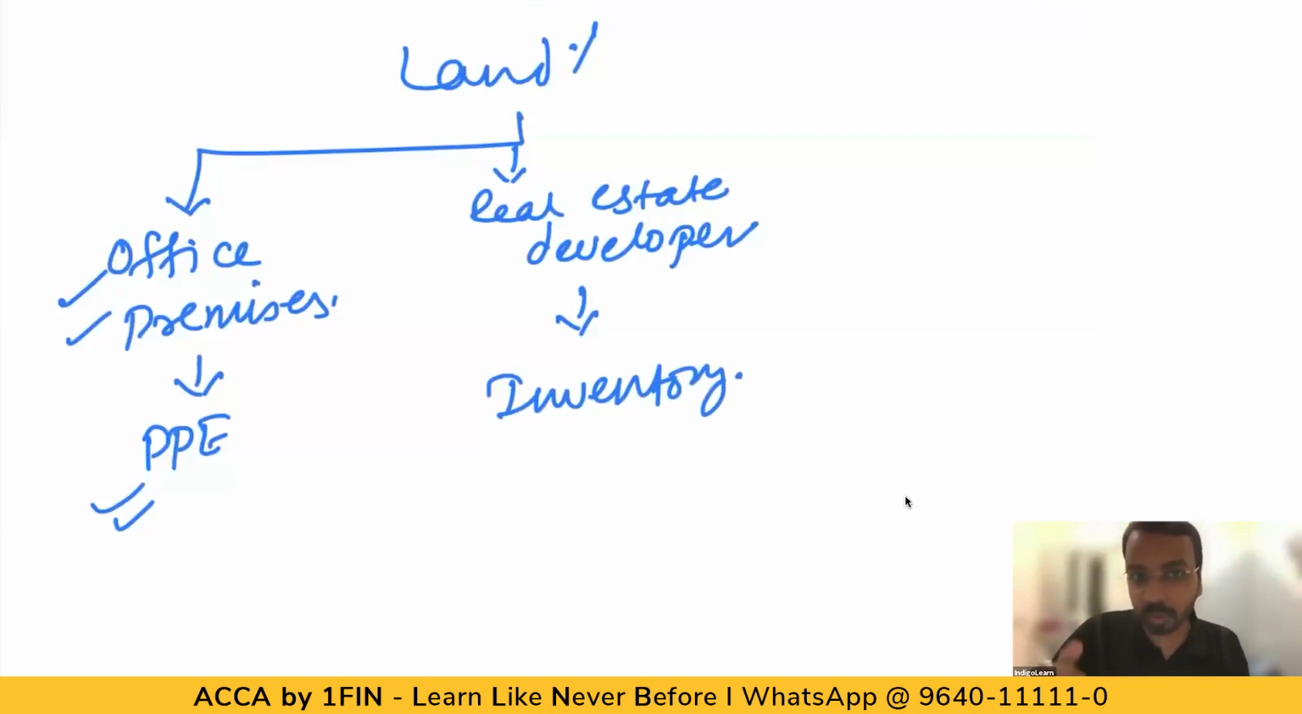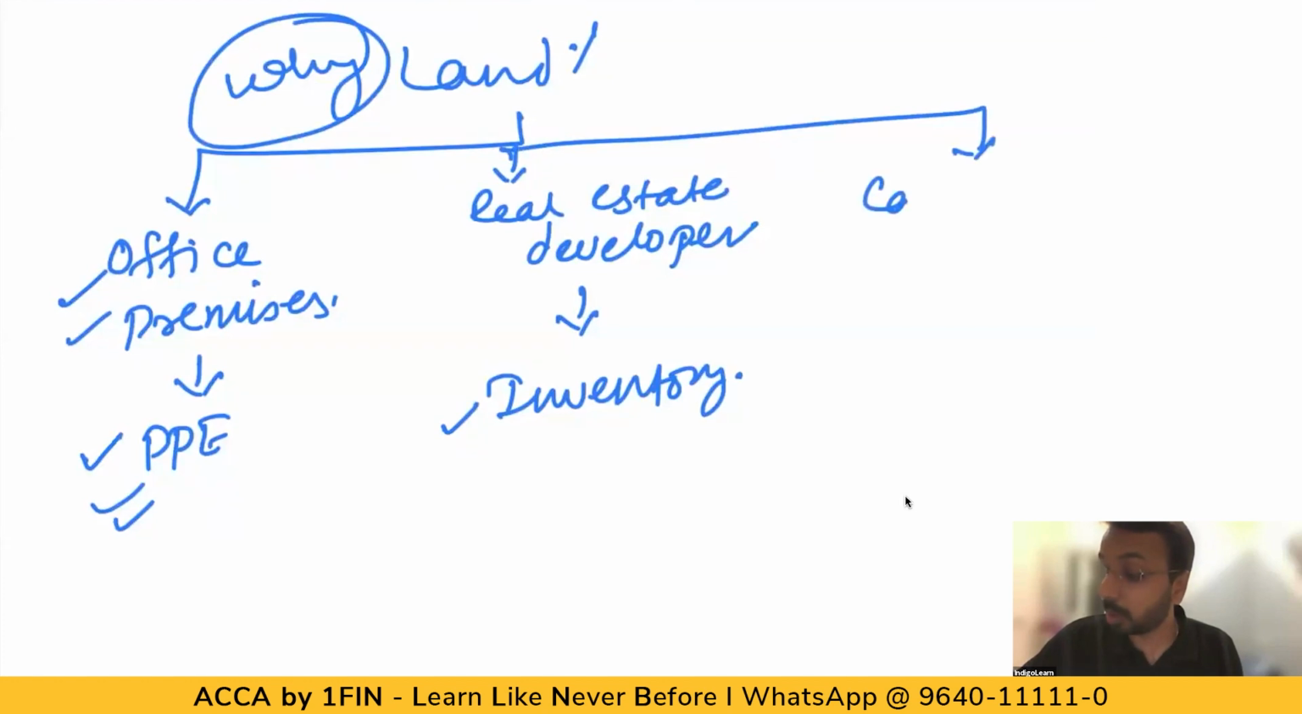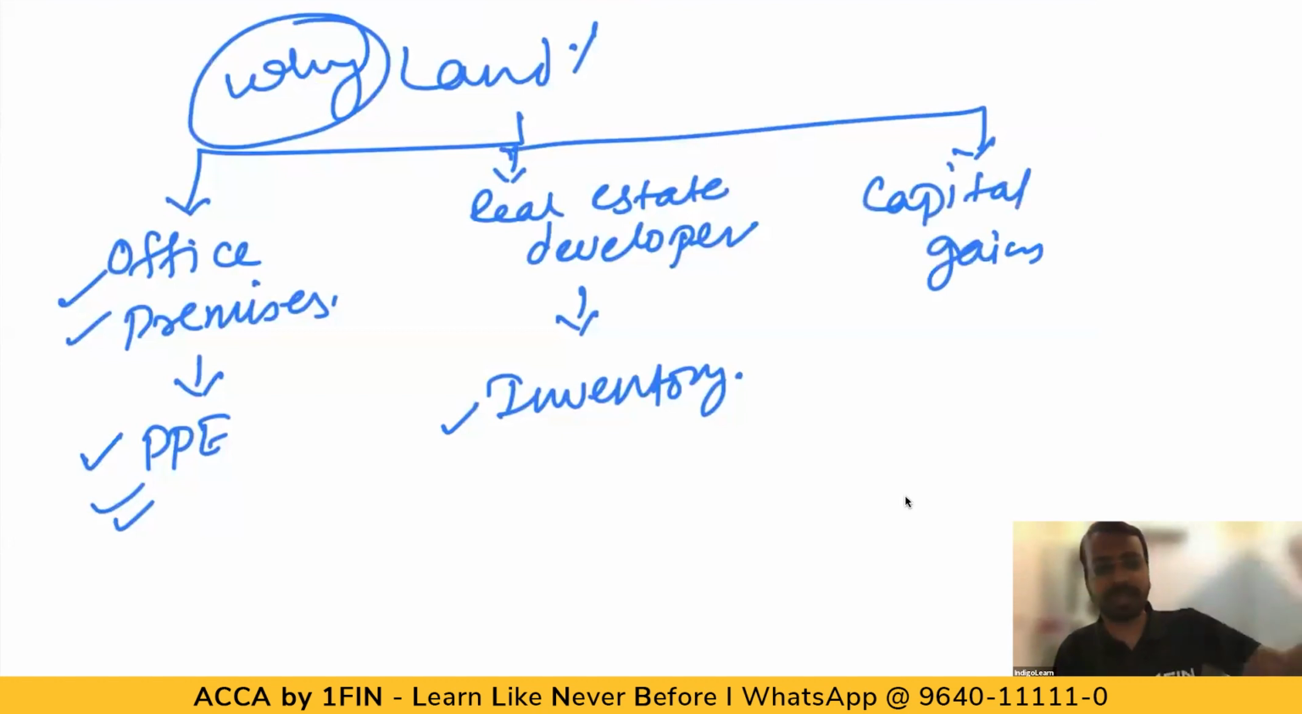But as you move up, as you come to professional courses like ACCA, or as you move up from CA foundation to CA intermediate, or from BCom to a professional course, you have to ask why. Why did we purchase the land? And accordingly, you'll have to classify the land. So it can be PPE, it can be inventory, or it can be purely for capital gains.